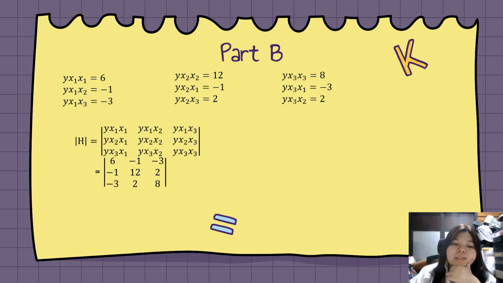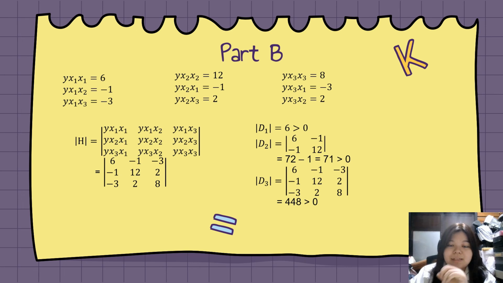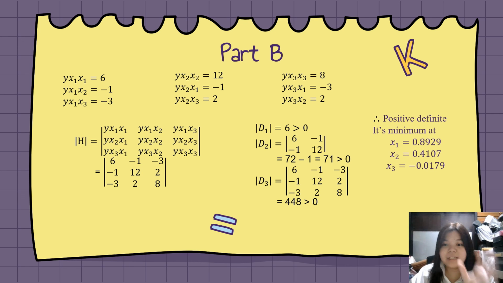After inserting every number, we are going to find the determinant D1. For D1, we get 6, which is more than 0. Also, the determinant D2 is 71, which is also more than 0. And the last one, the determinant D3, is 448. It obviously is more than 0 as well. So from here we can conclude that it is positive definite. So it is a minimum at the x1, x2, x3 values that we found in part A. So that's all from me. Thank you.